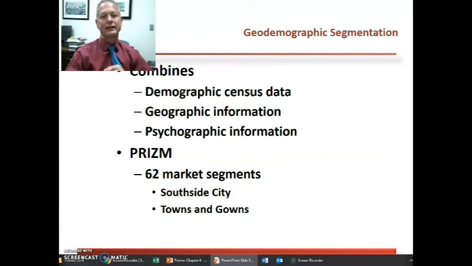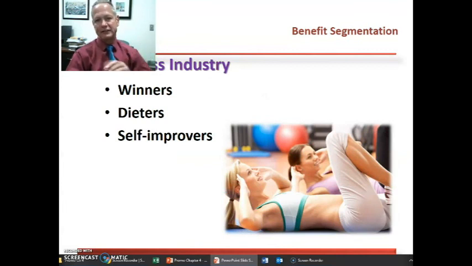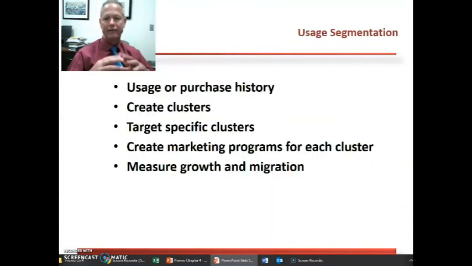PRISM is an organization that really subgroups geodemographic segmentation, and many marketers use it for advertising, etc. Benefit segmentation, you've got segmentation based on benefits. The fitness industry is a good one. The other one is insurance. They segment their clients and their customers based on whether they want full coverage, whether they want just collision, whether they want term life, all those types of things. So that's benefit segmentation. And then the final segmentation is usage segmentation.